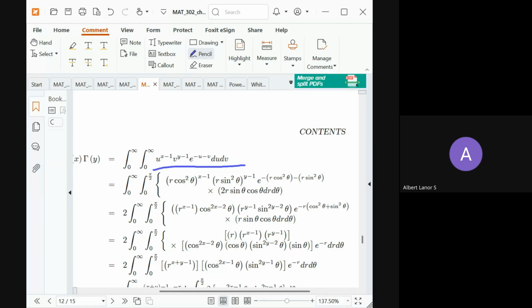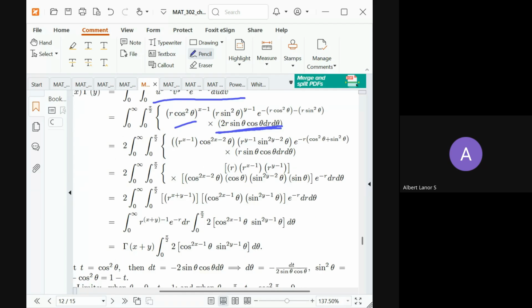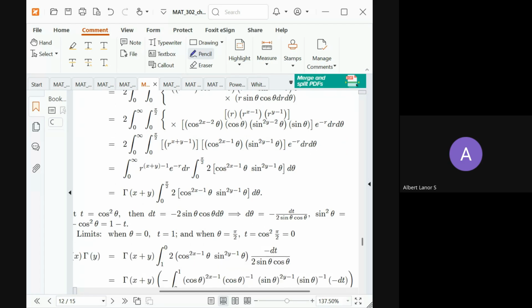So we're going to substitute all this into gamma x, gamma y. Now, everywhere you see u and v, you put all of them there, and then the du dv. So you expand and simplify. Now, when you expand, you get this term here, the one with the e to the minus r dr. Now, this is the same as the gamma of x plus y, we have from gamma functions. Then we'll continue to integrate what is in the bracket.